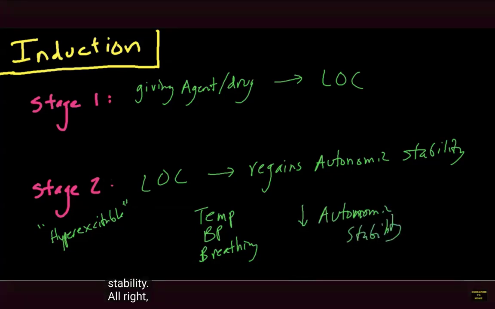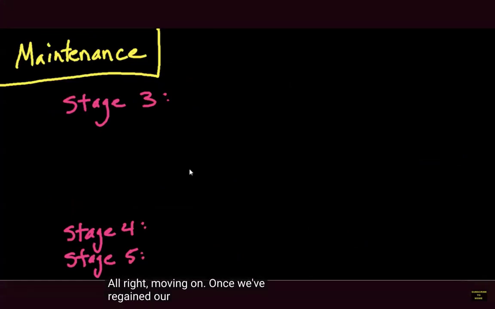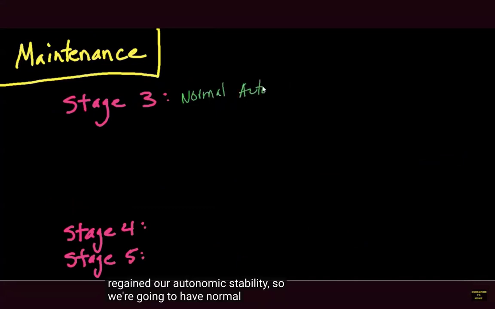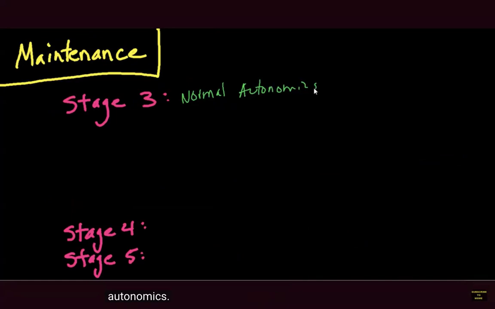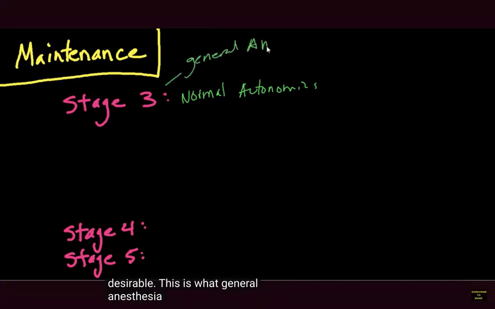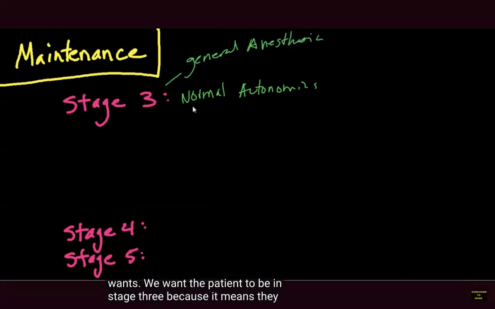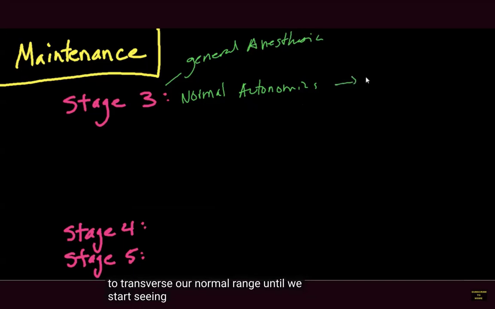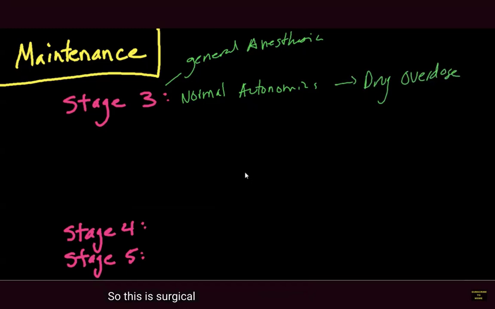All right, moving on. Once we've regained our autonomic stability, so we're going to have normal autonomics. Now, stage 3 is the stage that is desirable. This is what general anesthesia wants. We want the patient to be in stage 3 because it means they have normal autonomics. Stage 3 is going to transverse our normal range until we start seeing a drug overdose. So this is surgical anesthesia. Our ultimate goal is stage 3 for general anesthesia.